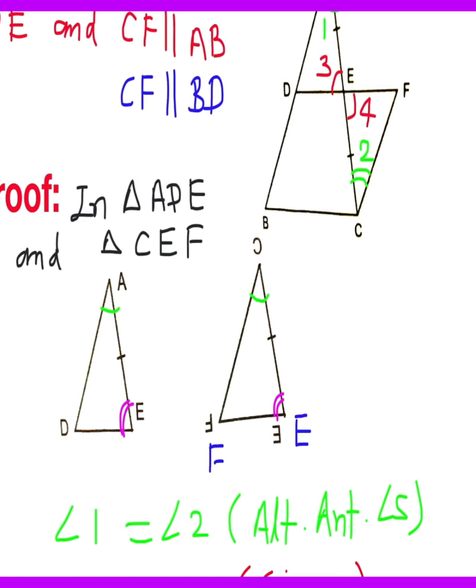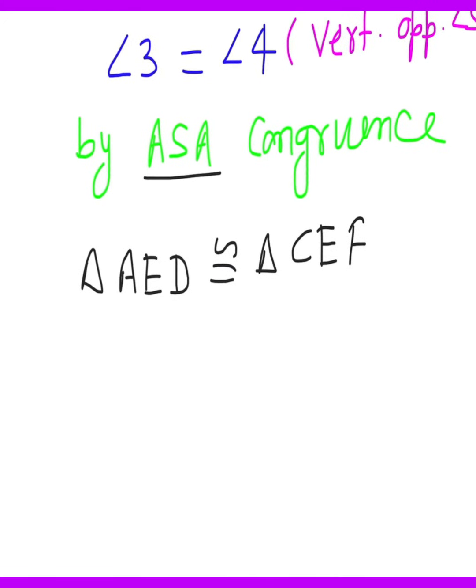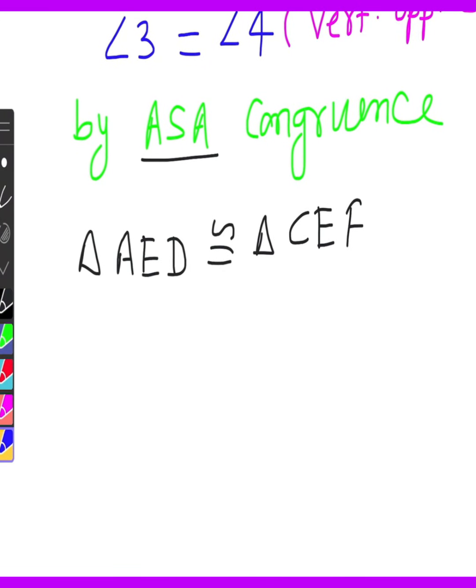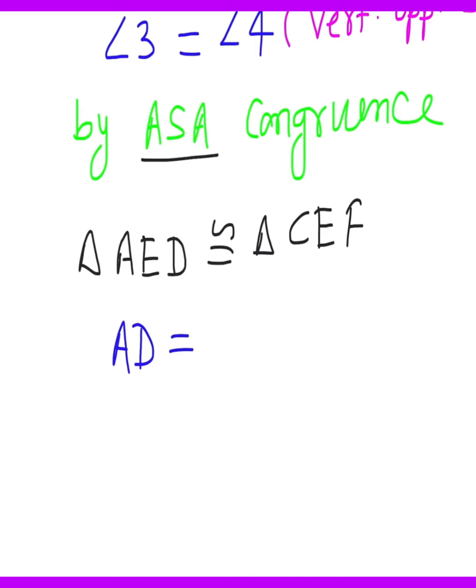Also you can say that AD is equal to CF and DE equal to FE. In this triangle you can also say that, because these are the same triangle. So you will write here, finally, AD equal to CF and DE equal to EF. Okay, so you will get this result.